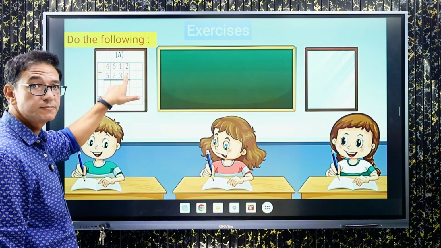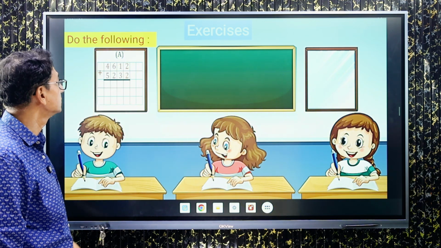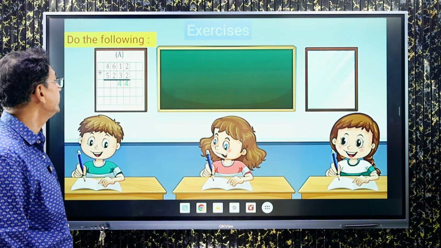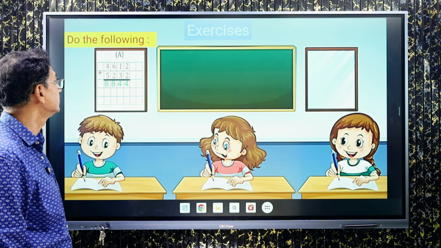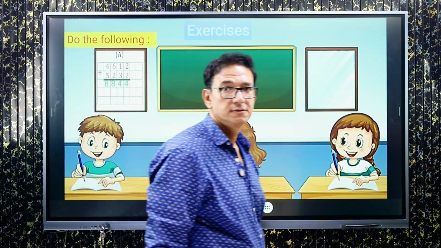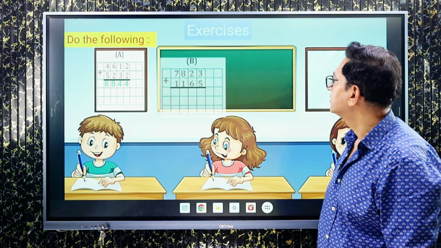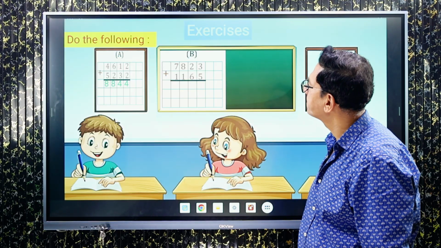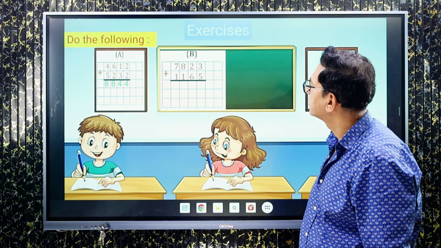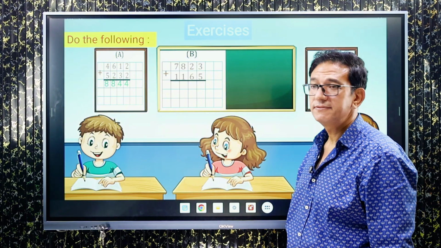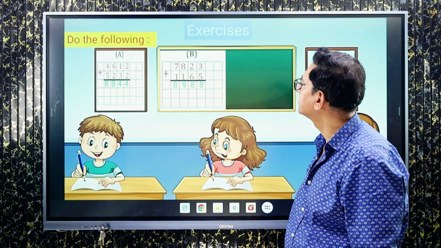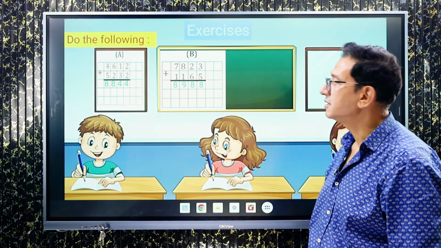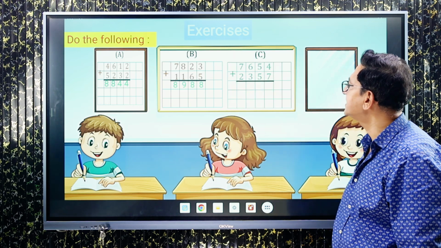2 plus 2, yes, 4. 1 plus 3, 4. 8 and 9. Yes. The next exercise, B. 3 plus 5, 8. Yes, 8. 8 plus 1, 9. 7 plus 1 equals 8. C.